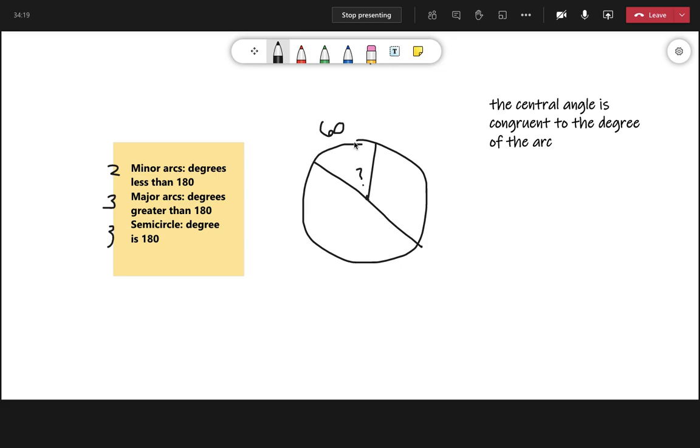We know this arc right here is 60 degrees. We want to figure out what this central angle is. Well, we know the central angle is congruent to the degree of the arc, and we know that this is our center. So that means this degree has to be equal to the degree of our arc. So this question mark has to equal 60 degrees.